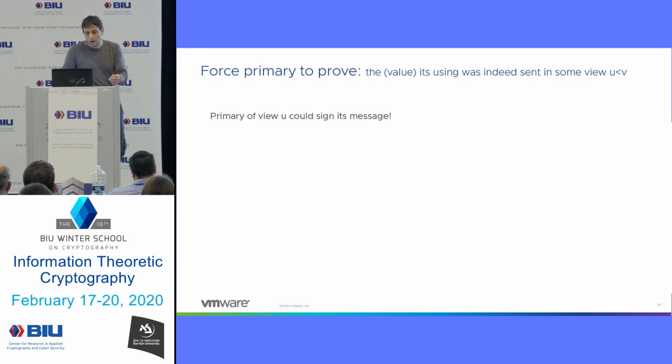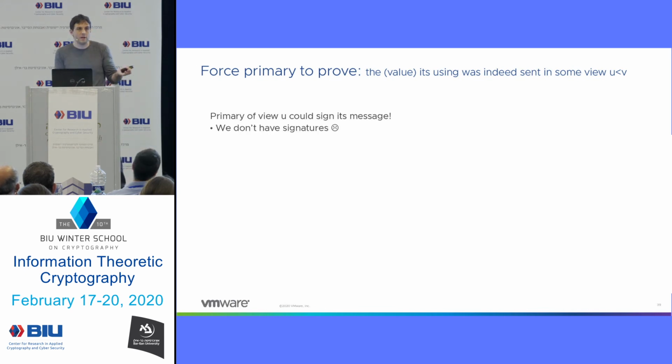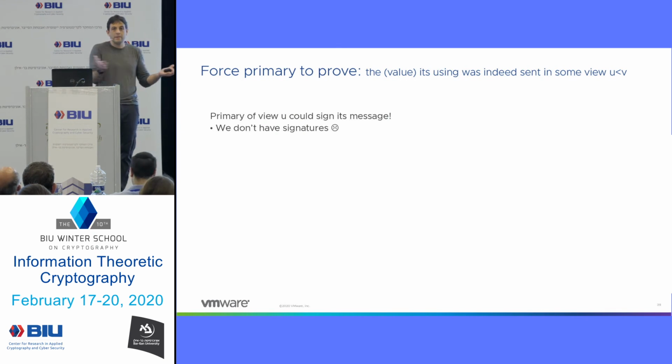So what is our goal now? Our goal now is to solve this first task, which is to make sure that the primary, when it's sending a value, is actually adopting a value that was sent in a previous view, and not just inventing some value. So if we had signatures, it would be very simple. I could just give you a message signed by the previous primary. And that would be a proof that things work.